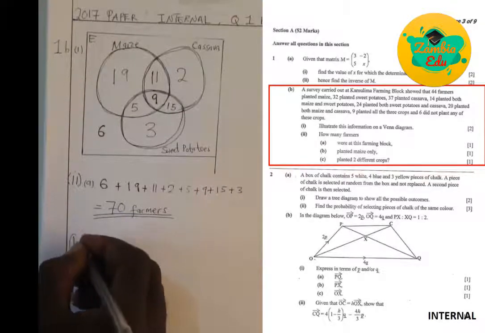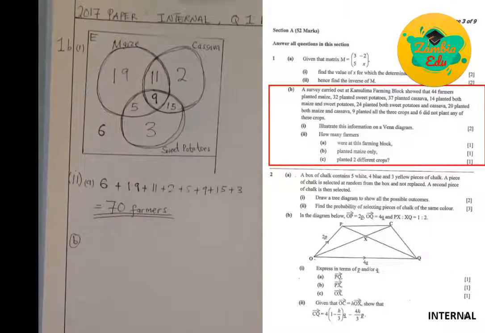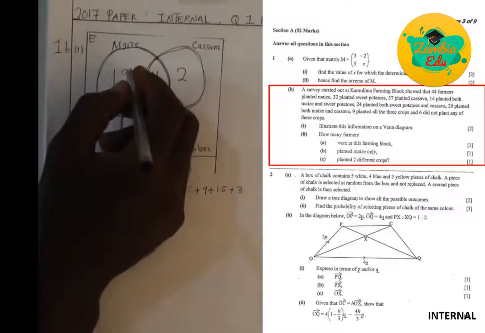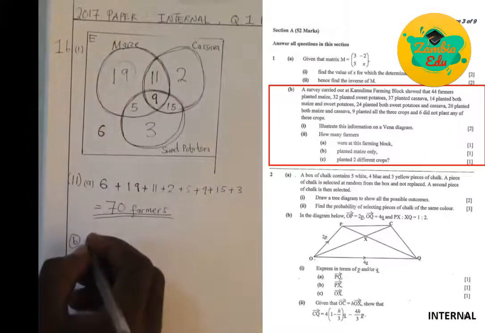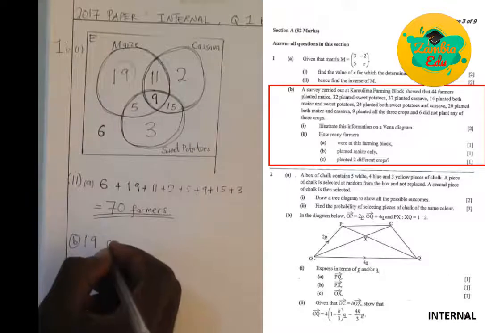Let's go to 2B. Question 2B said, how many farmers planted maize only? So how many farmers planted maize only is that number right there. So you just pick it and say 19 farmers.